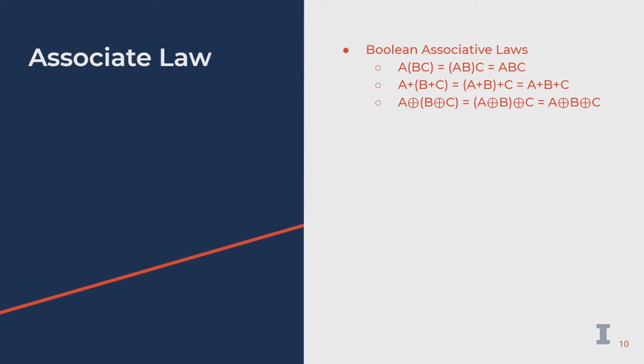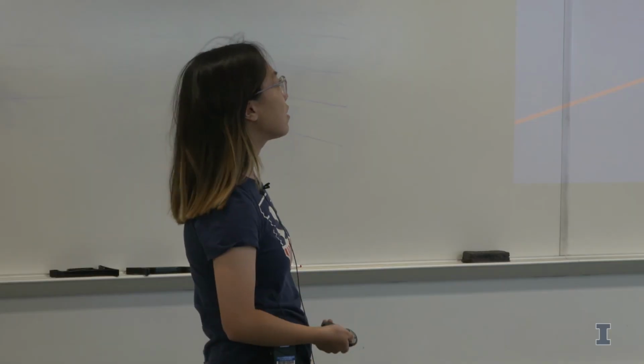For OR, it doesn't matter which order we compare them. As long as one of them is 1, then the answer will always be 1, right? Because the condition for OR is that at least one has a 1. And then for XOR, the same property kind of applies. Only one of the variables can be a 1 in order for the total answer to be a 1.